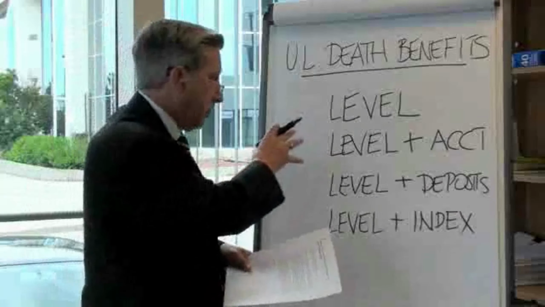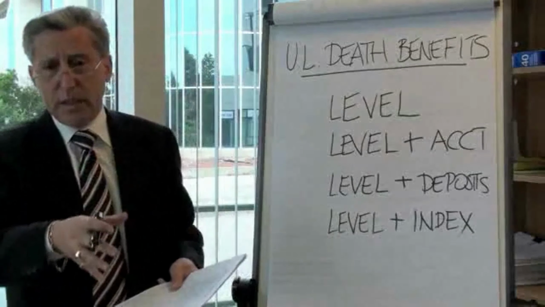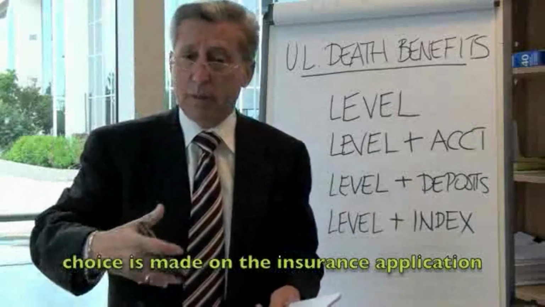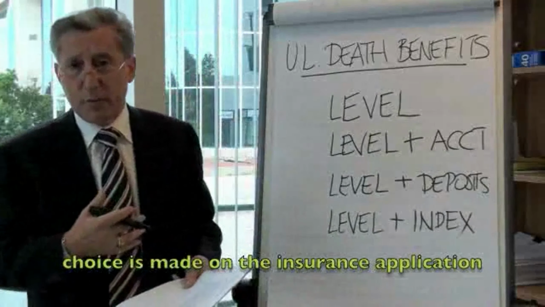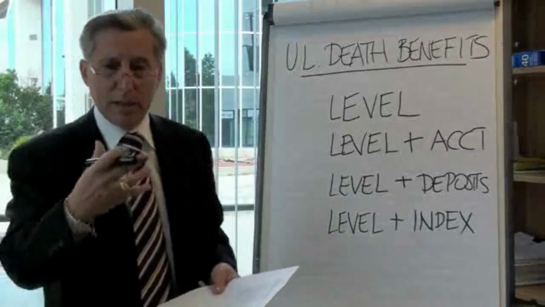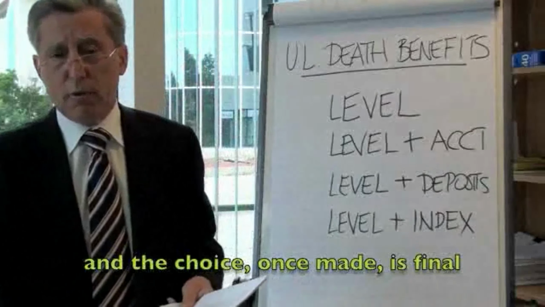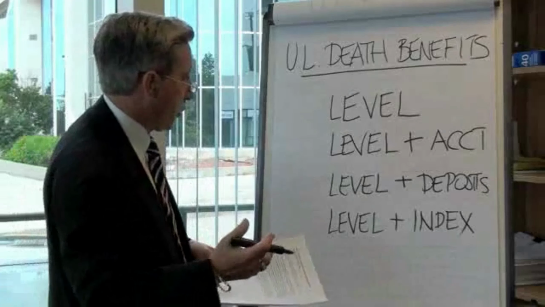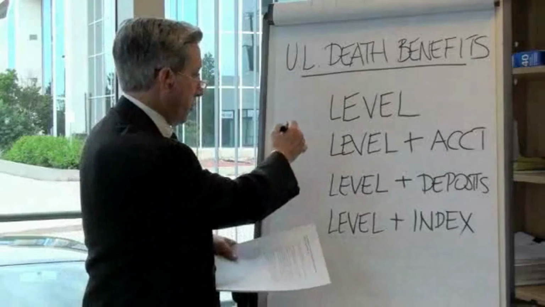Please note that these options must be chosen at the beginning. In other words, at the time that you're actually taking the application, because the insurance company, of course, has to underwrite these particular death benefit options. So they must be chosen at that time and cannot be changed later on. Once you've got it, that's basically it. So let's take a look at each one on an individual basis.